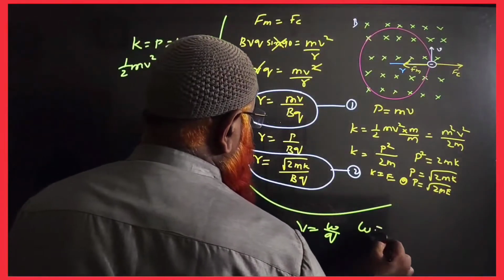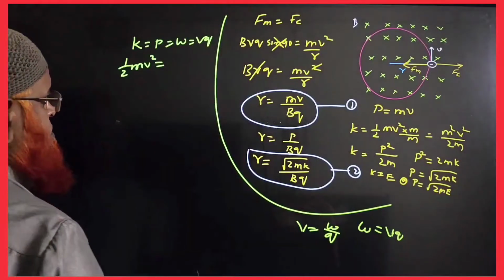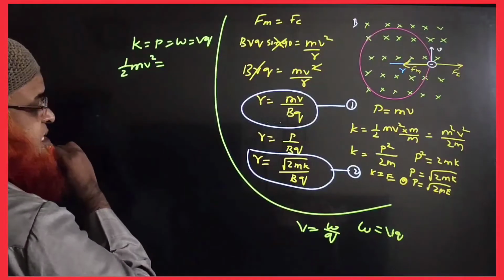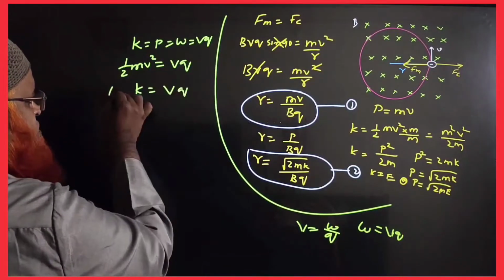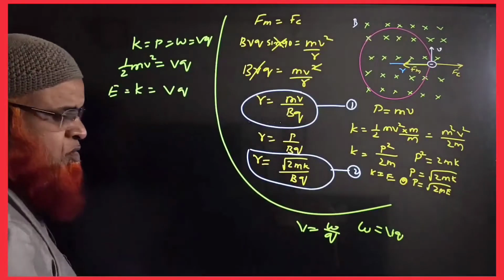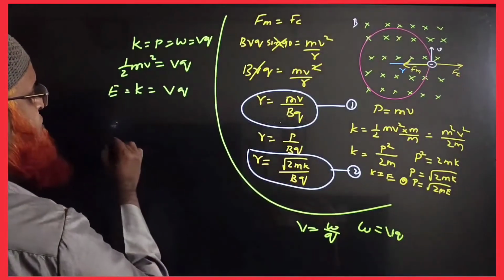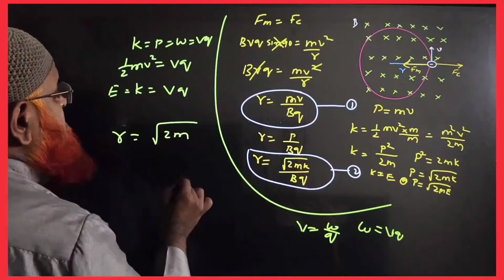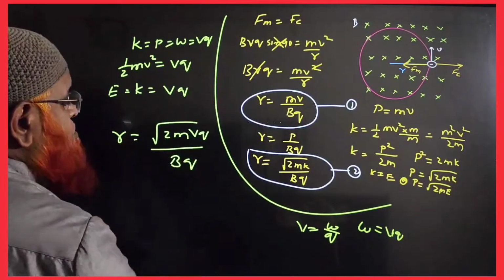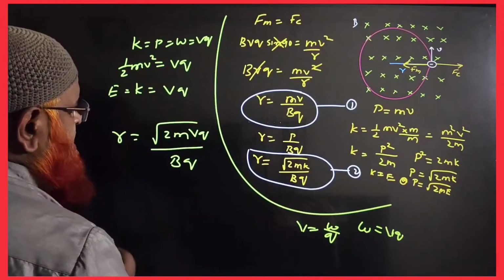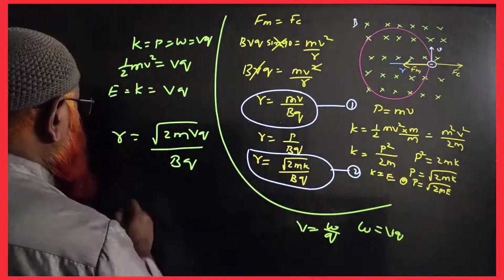Our work done is nothing but VQ, right? So can I write this W as VQ now? Can I replace this kinetic energy with VQ? Kinetic energy I can replace with VQ now. So instead of mK, I can also write it as VQ by VQ. So like this also we can write. So this is taken as the third formula.